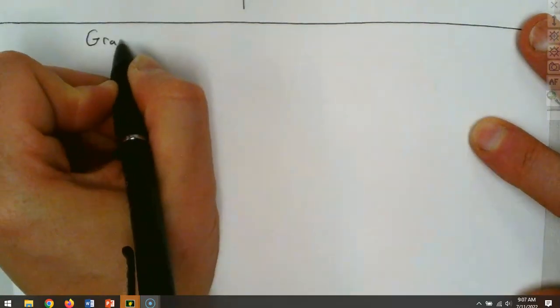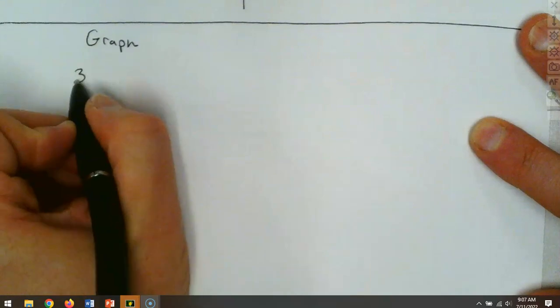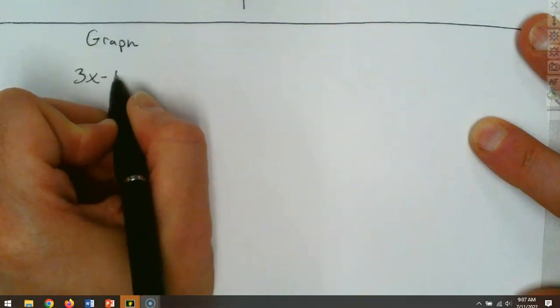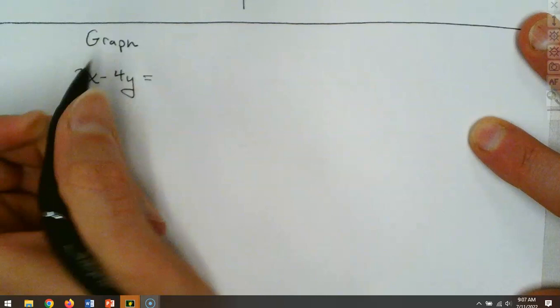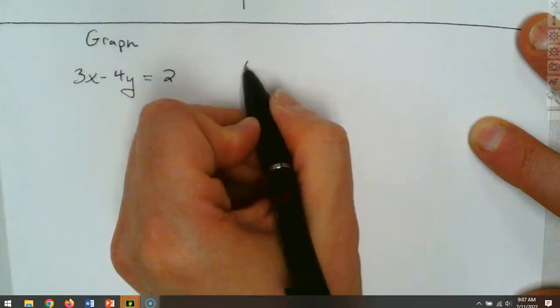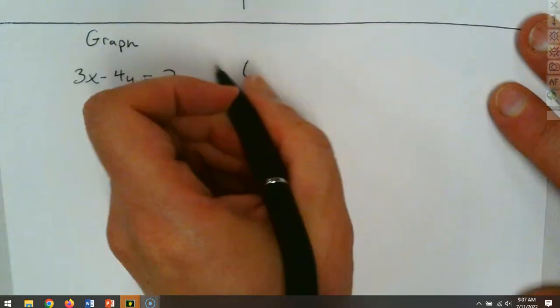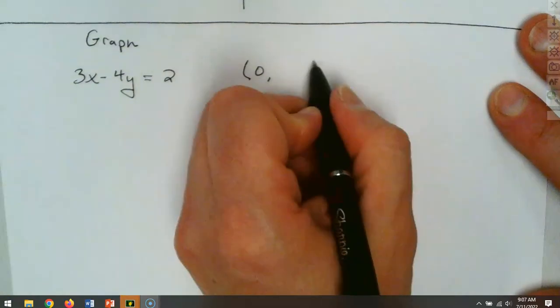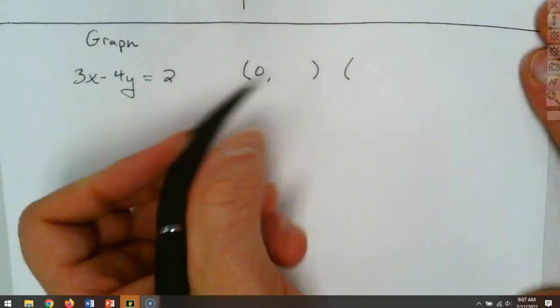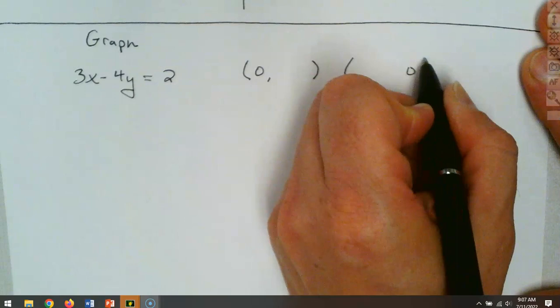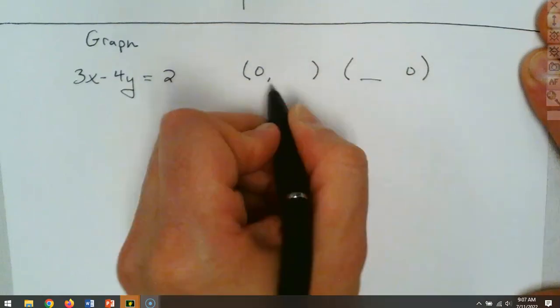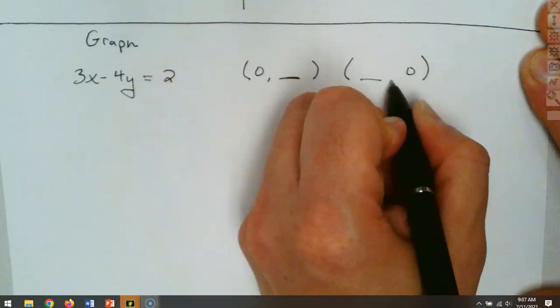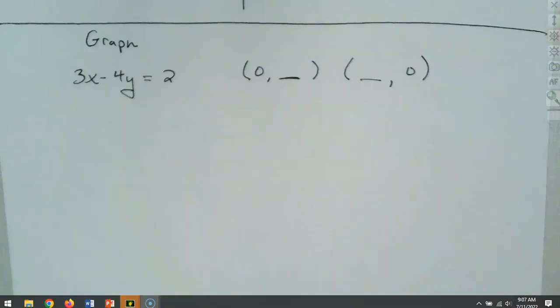So let's do one more of these. So let's go ahead and graph the line by completing the ordered pairs again. And we'll just do two of them in this case. We're going to do our intercepts. These are called our intercepts. We're going to go ahead and fill these in.